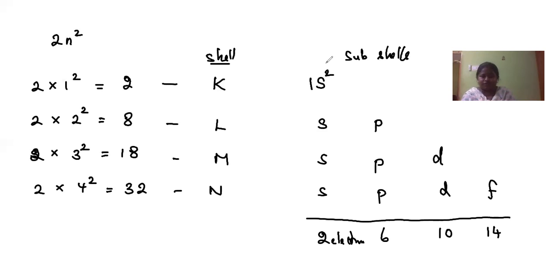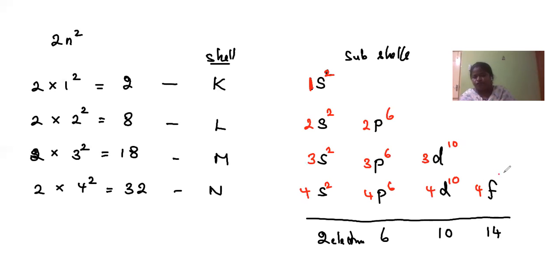And also I'll differentiate, I'll use different color. So 1s2. Over here it is second shell, so 2s2, and over here 2p6. And this is 3s2, 3p6, and 3d10, right? And this is 4s2. That means s can hold only 2 electrons, and 4p can hold 6 electrons. So why are we writing 4d? Because it is fourth shell. So fourth shell d can hold 10 electrons and 4f 14, like that.